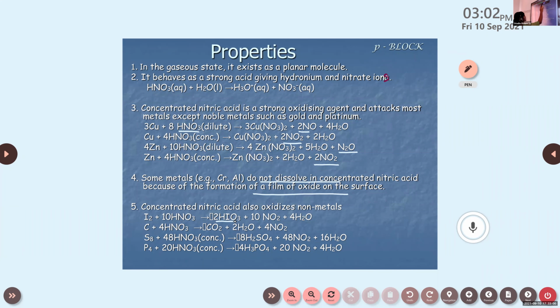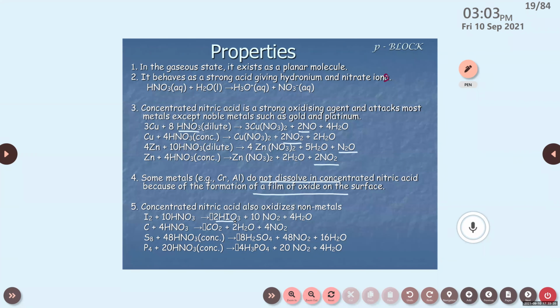Aditya, can you read the first two properties? In gaseous state, it exists as planar molecule. It behaves as a strong acid, giving hydronium and nitrate ions. Yes. Then, Rijas, can you read the third one?